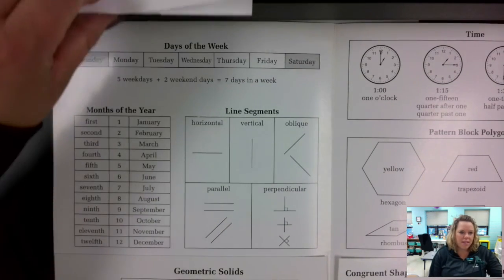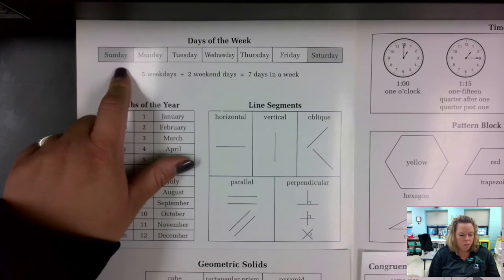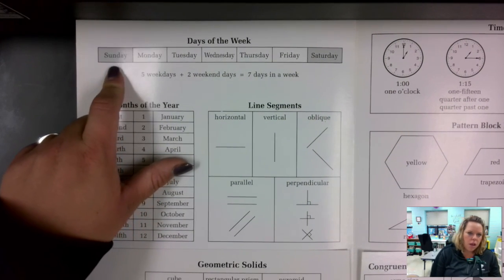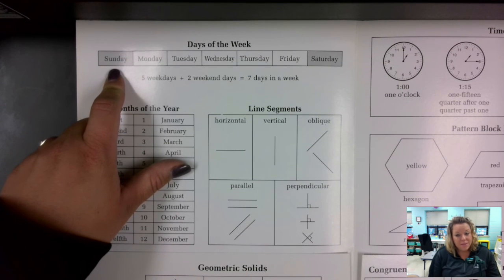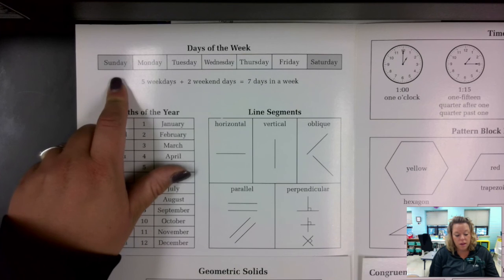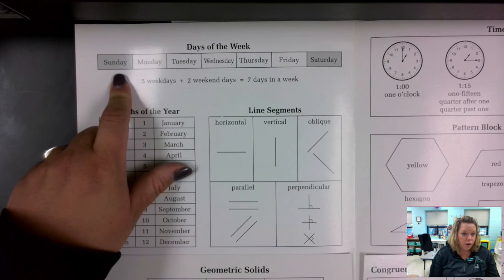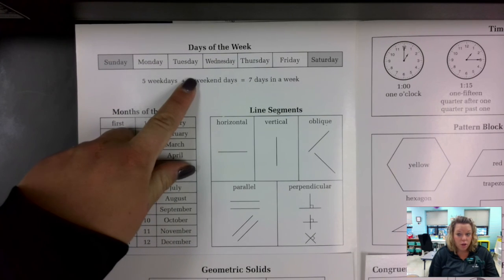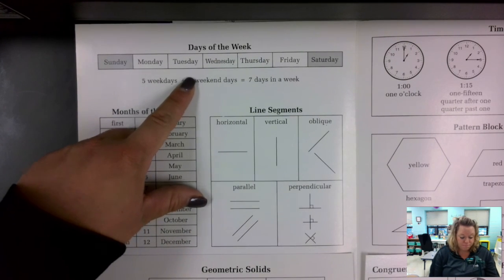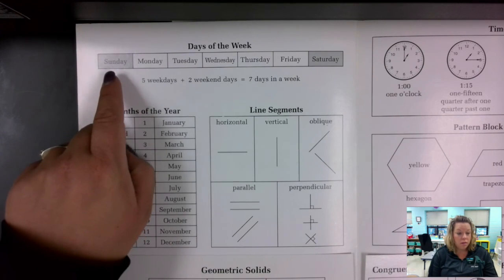But when you look at this, what do you notice about which day is first? We talk about this in calendar already. The first day of the week is going to be Sunday. Sunday is the beginning of the new week. And so the third day of the week would be what? If Sunday's the first, what's the third day of the week? Tuesday, right.